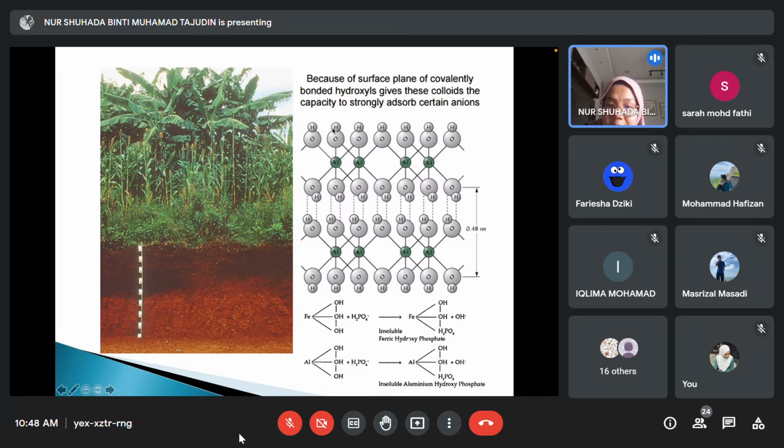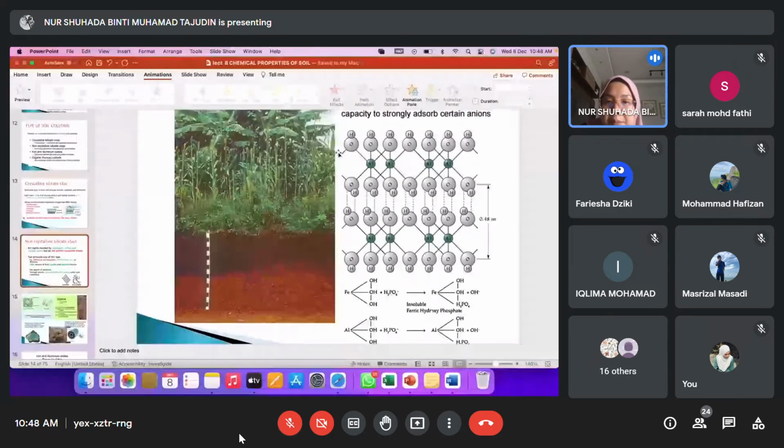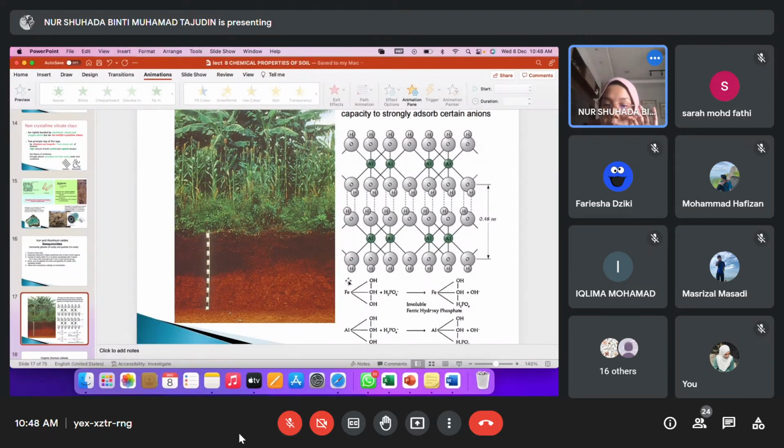That's why you can see here iron. Okay, so this is the OH. Sorry, my cursor isn't visible. Okay, Fe. For example, Fe sits here. So this is the OH.